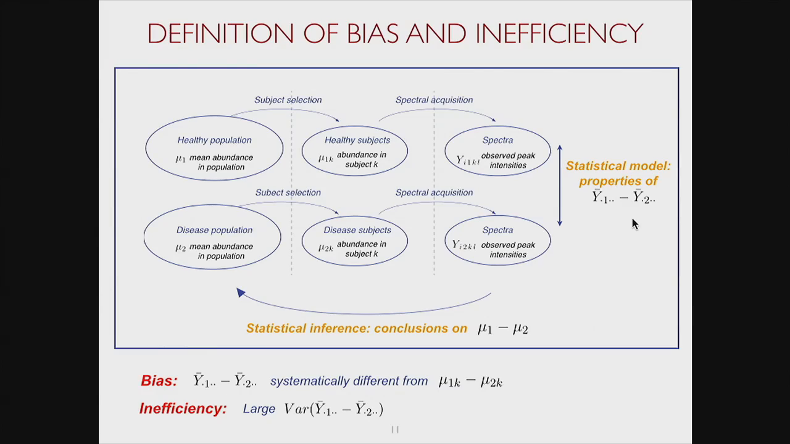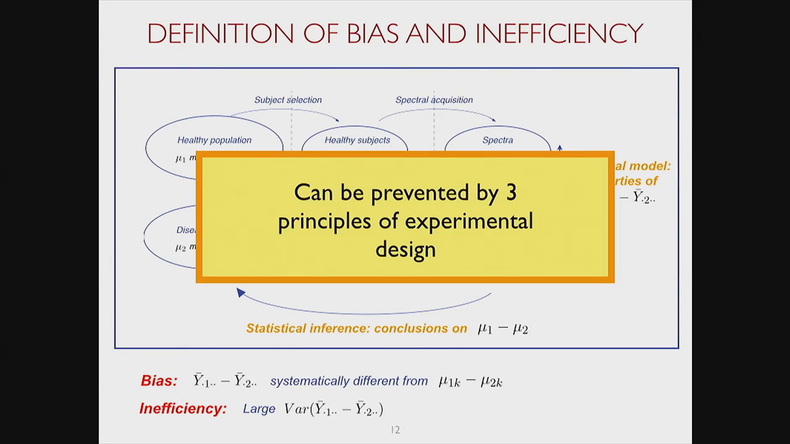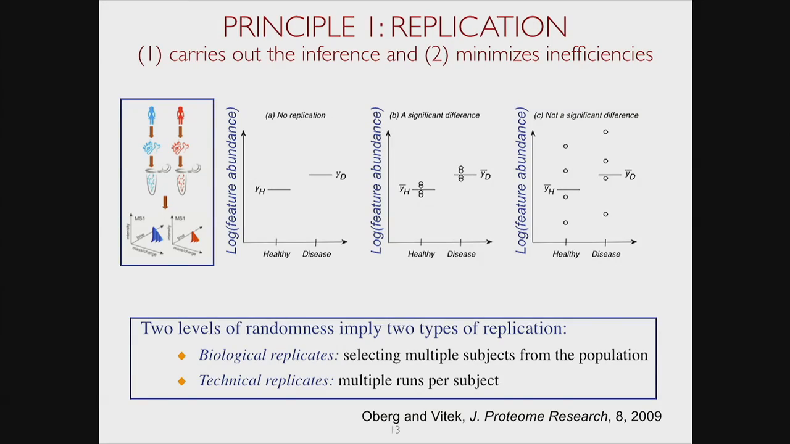And bias means that this difference systematically deviates from this difference. And inefficiency means that the variability associated with this data is too large. So that's really what's going on. And so statisticians will formalize this with more specific quantitative models. Okay, but before we get into that, how do we actually prevent bias and inefficiency? We prevent this with three fundamental principles of experimental design, which have been around for over a century. Some of them are very simple and others can be increasingly sophisticated.